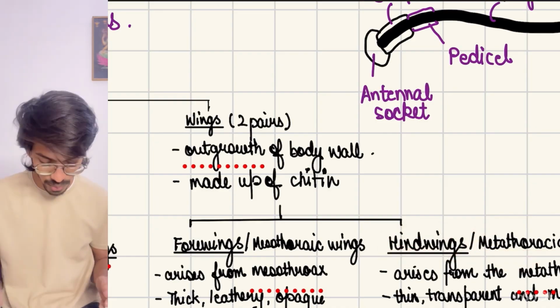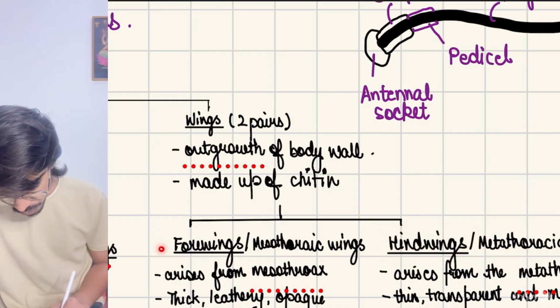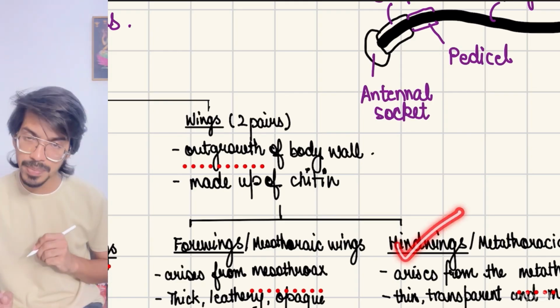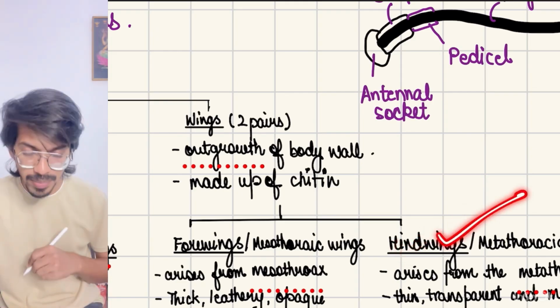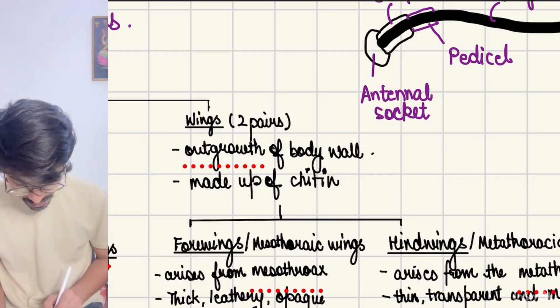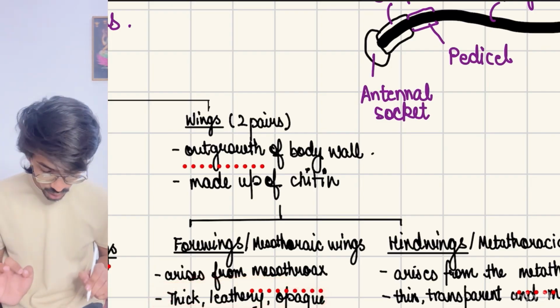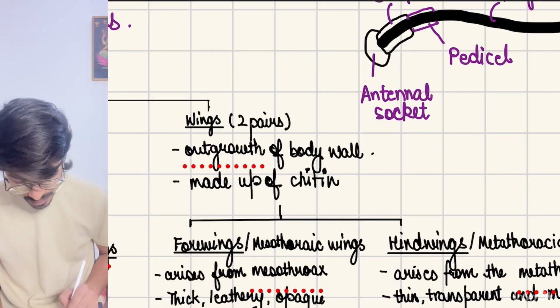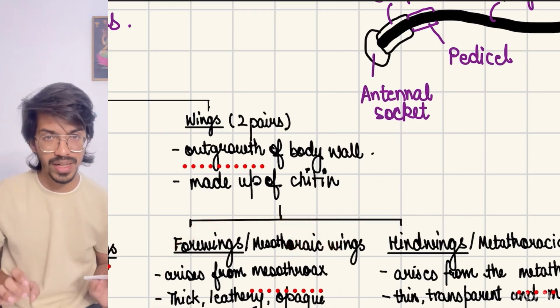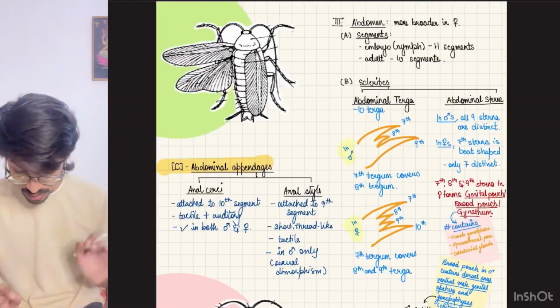You can understand why. Now you have to remember that the fore wings do not help in flight. Only the hind wings help in flight. Hind wings are transparent, whereas fore wings are thick and leathery, and they do not fly. They cover the hind wings during rest to protect them. So this is about the thorax.